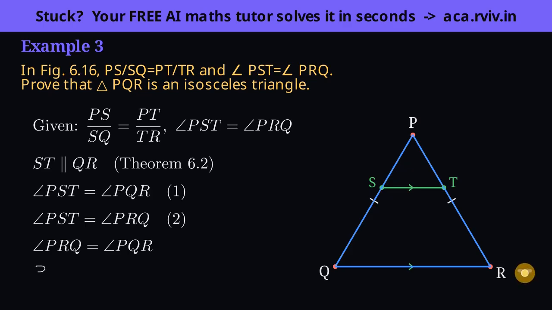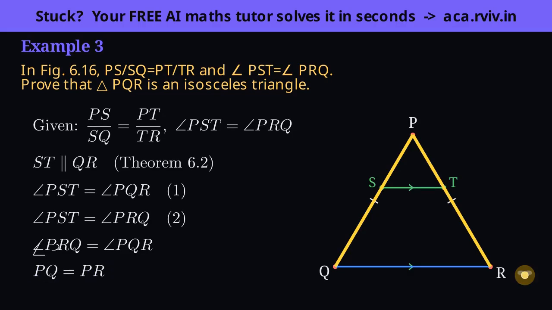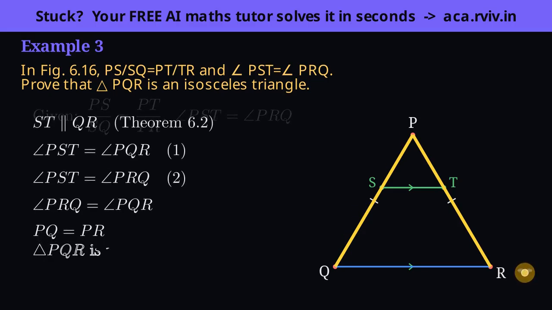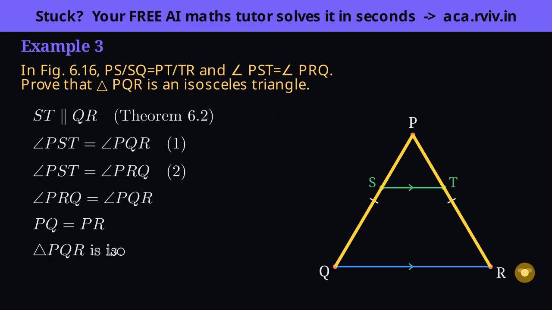And here's the payoff. In any triangle, the sides opposite equal angles are themselves equal. That's the base-angles theorem, working in reverse. Angle PRQ sits opposite PQ, and angle PQR sits opposite PR, so PQ equals PR. Look at the tick marks on our figure confirming those two sides. And a triangle with two equal sides is, by definition, isosceles. So triangle PQR is isosceles, exactly as we were asked to prove.